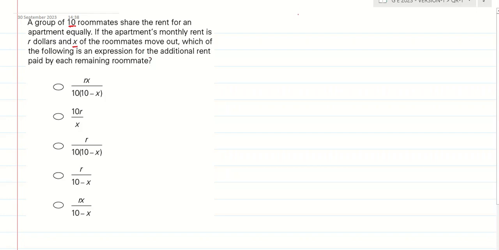Initially, let's say there are 10 roommates, right? It's given 10 roommates initially. And let's say R, I can assume some number. What is a good number you can assume for R? Can you assume 10? R equals 10. If R equals 10, what should be the total expenditure on the room rent? 100 is the room rent.